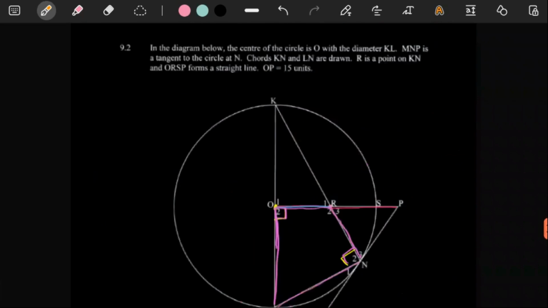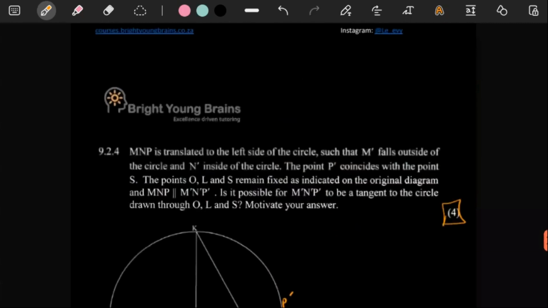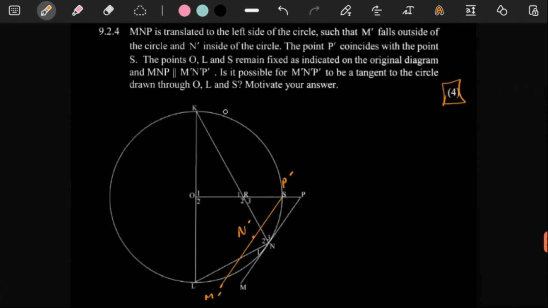What? In the original diagram? Okay, yeah, so there's O, there's L, there's S. They are still where they are, right? And then they said here, and NMP, so these are parallel to each other. And then it says, is it possible for these new points here to be a tangent to the circle drawn through O, L, S?